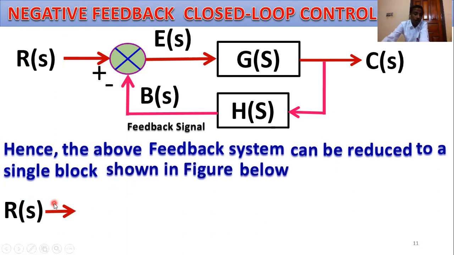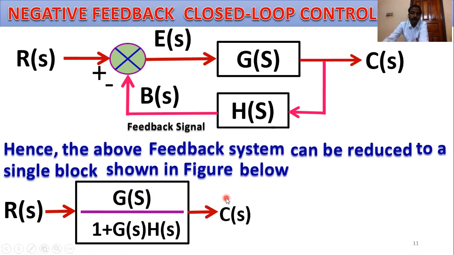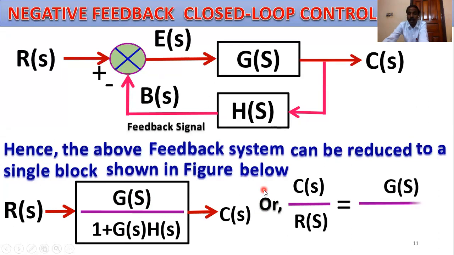R(s) is the reference input, and G(s) divided by 1 plus G(s) is the overall transfer function, and the output is C(s). So C(s) by R(s) equals G(s) by 1 plus G(s). That means C(s) by R(s) equals G(s) by 1 plus G(s) into H(s). This is the single line block diagram, the open loop block diagram.